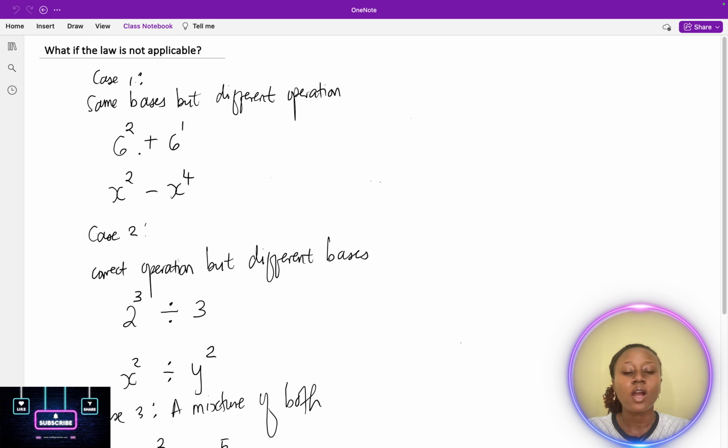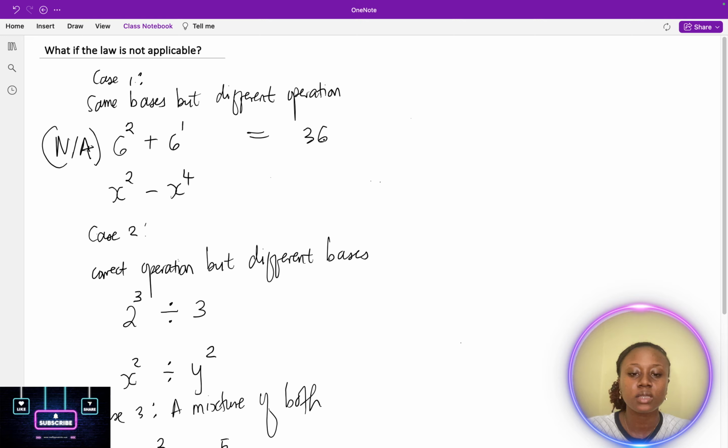Number 1, for case 1, this is when we have same bases, but we're not dividing, so we have a different operation. Alright, so what we want to do is evaluate each individually, because the law in this case is not applicable. So we're going to have 6 squared, which is 36, plus 6 to the power of 1, same as 6, and that's going to be 42.